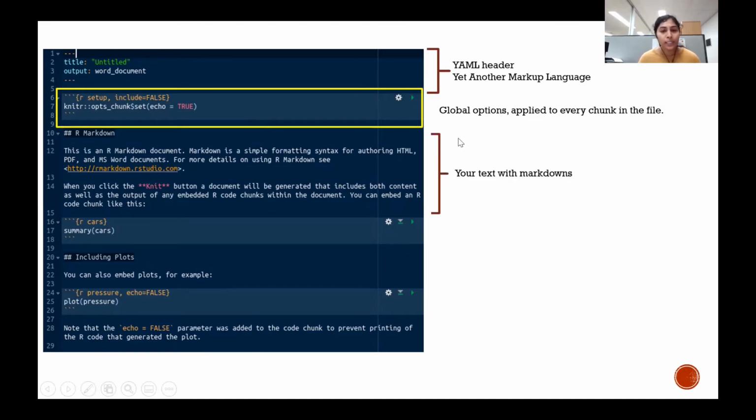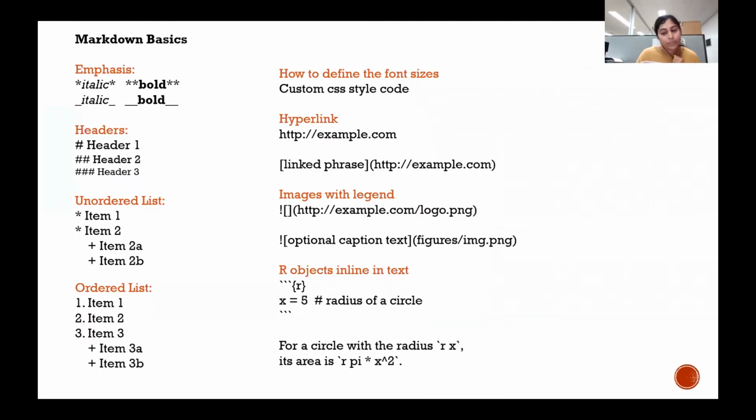And then the next section is your text with some markdown. I'll go through the markdown later, but this section is just normal text with some markdown, and again another R code chunk with the name cars. And that's the run button that you can use if you want to run that script and see what result it's going to produce.